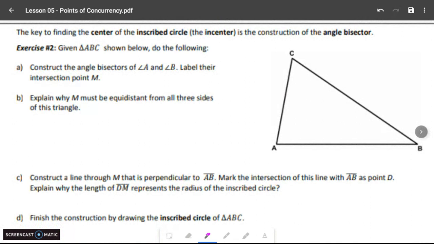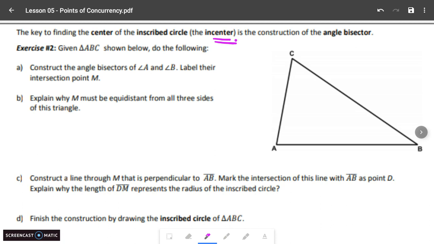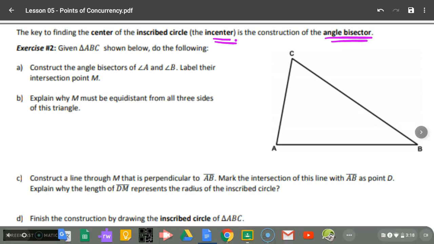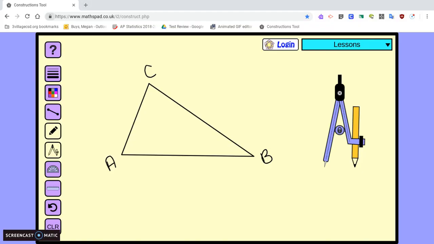To find the center of an inscribed circle, referred to as the incenter, which we actually found already in class, we use the construction of angle bisectors. So what we're going to do first is construct the angle bisector of angle A and angle B. We could use C. There's no real reason for picking A and B, except the way it might fit on our page nicer. But we have to pick 2 out of the 3. And then we're going to label that intersection point as M. And then we'll come back. So I'm going to go to a separate page so I can do my construction.